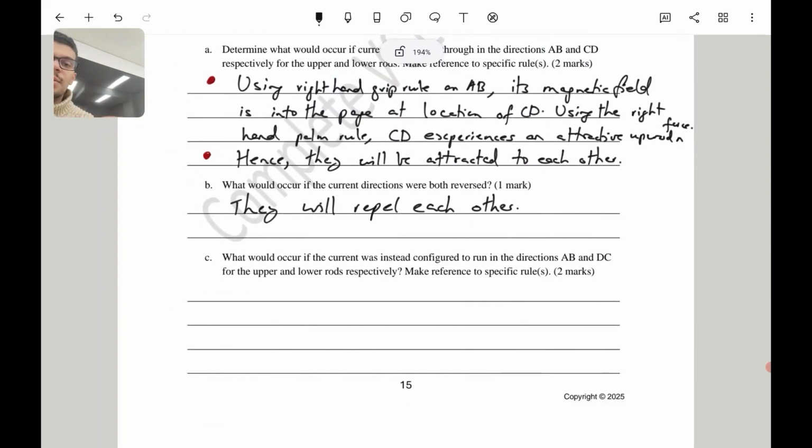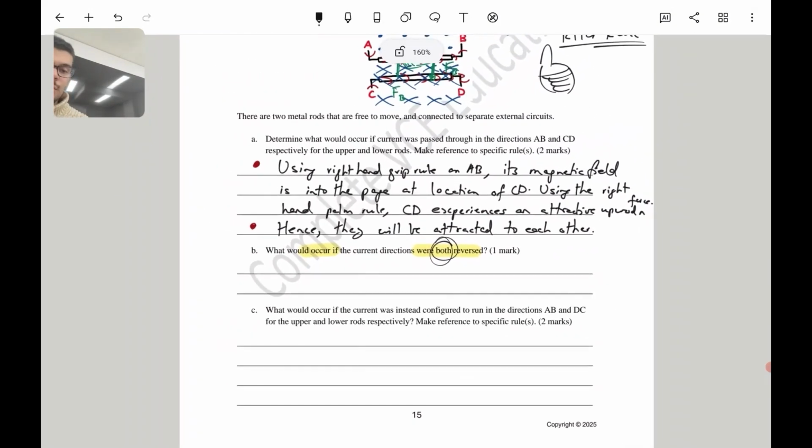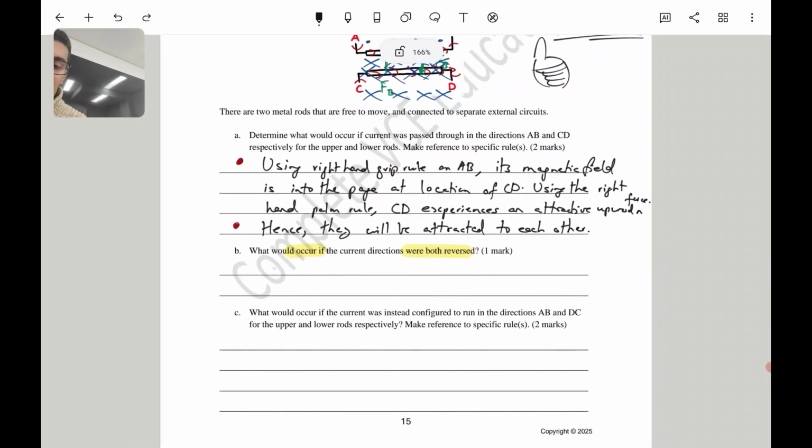Actually, there's been a bit of an error there, guys. I was rushing through part B. So for part B, actually, there will be no change, since the current for both of the rods will be reversed. Current flowing from A to B will then flow from B to C, and the current flowing from C to D will flow from D to C. So as long as the current is parallel, they will be attracted.